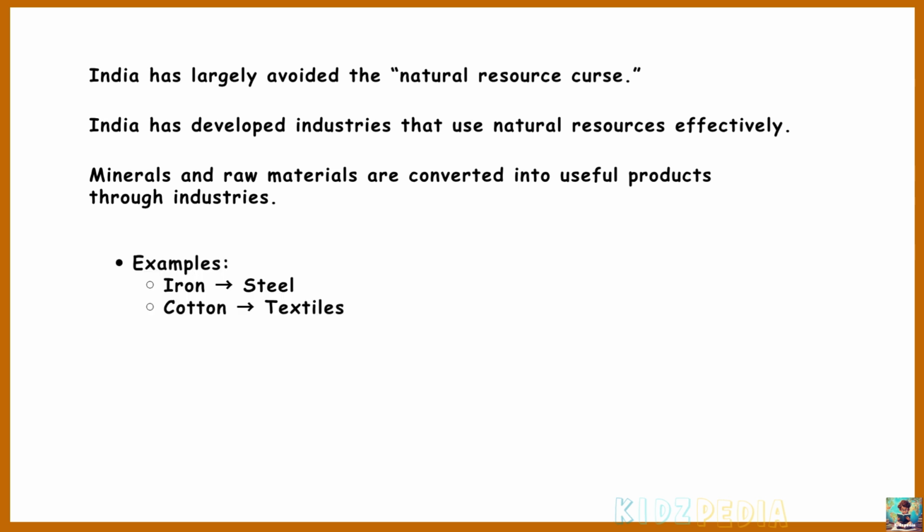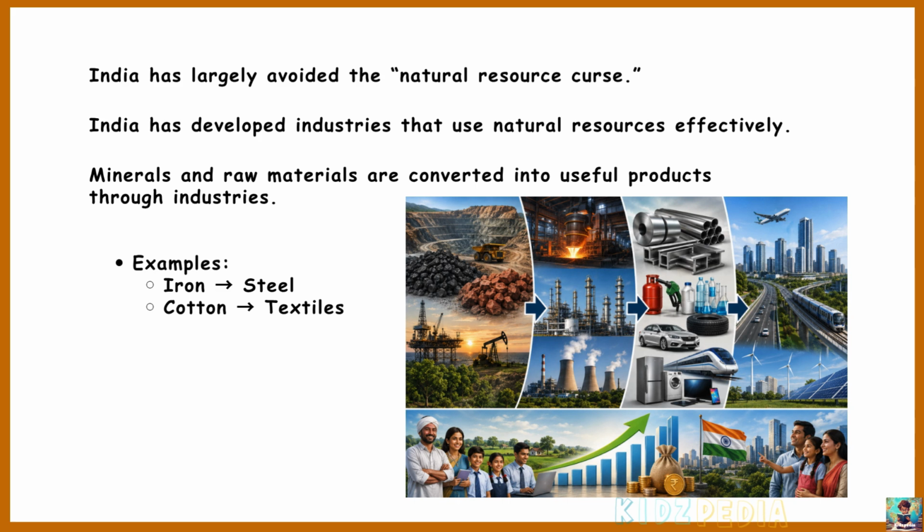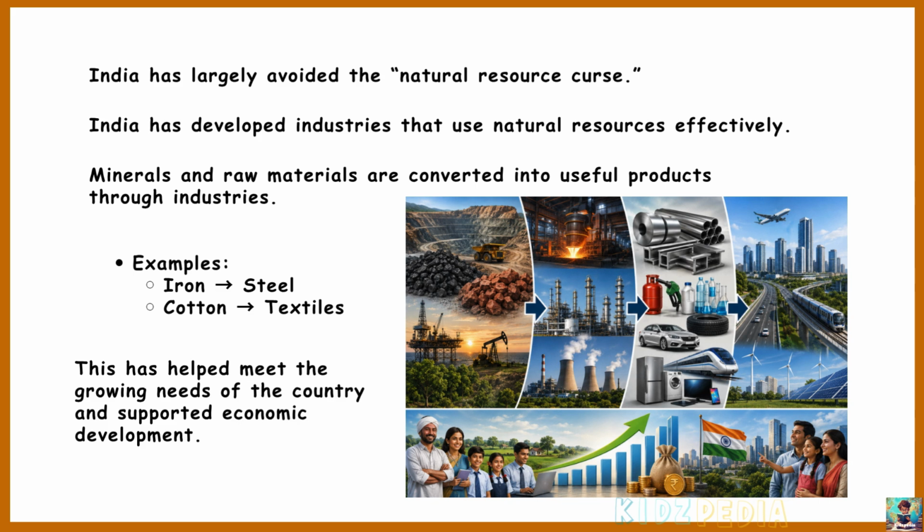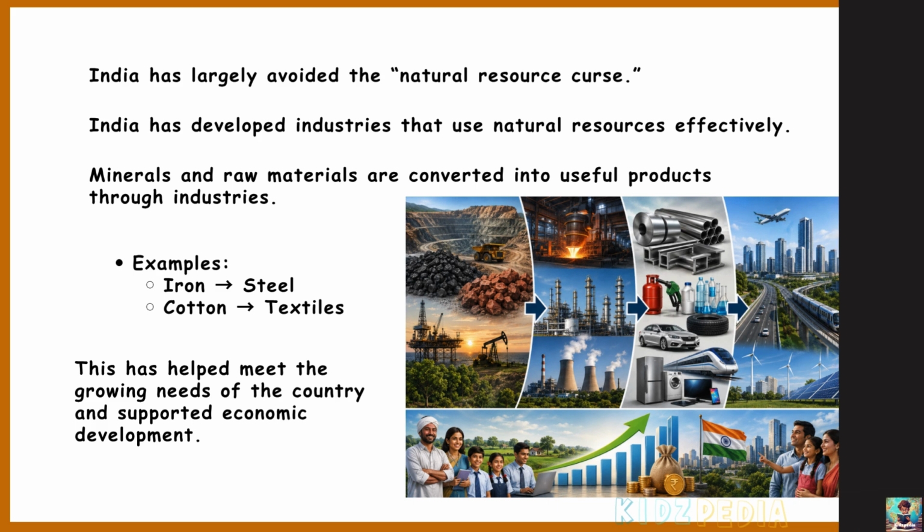For example, iron ore is converted into steel, cotton is made into textiles, and agricultural products are processed into finished goods. So, this means more value is added to the resources, more jobs are created, and economic growth improves. Also, India has invested in skills, technology, and industrial development. So, what is the result? India is able to use its resources effectively. It supports both development and growing needs of people. This shows that proper planning and development can help a country avoid the natural resource curse.